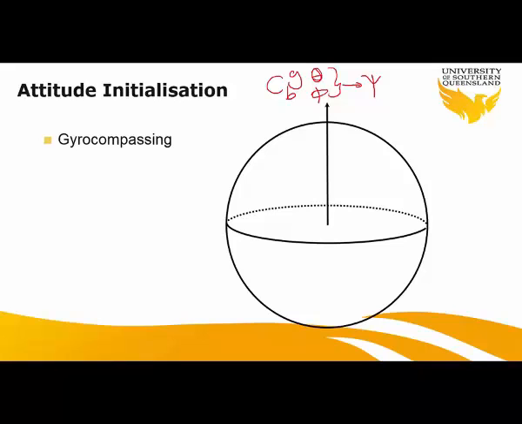Another method is gyro compassing. How it's working basically? First, using the indirect gyro compassing, we get the relative attitude solution, which has been transformed into the inertial reference frame.